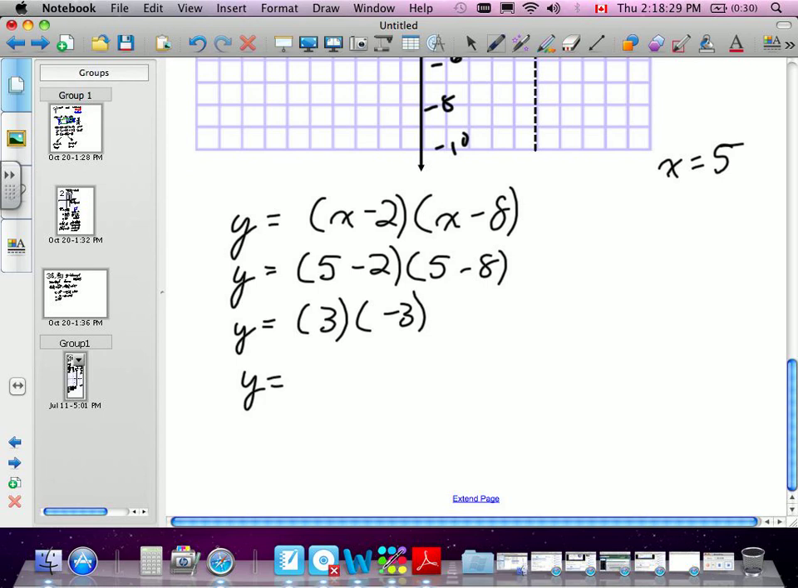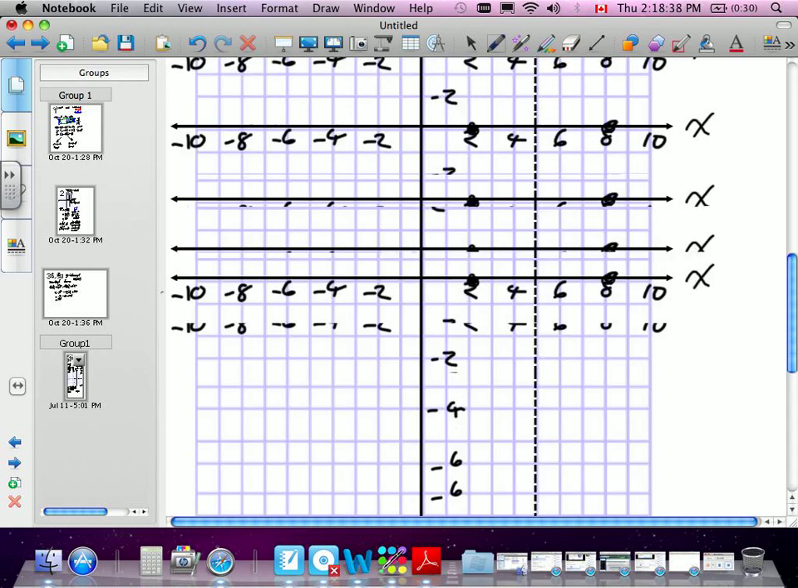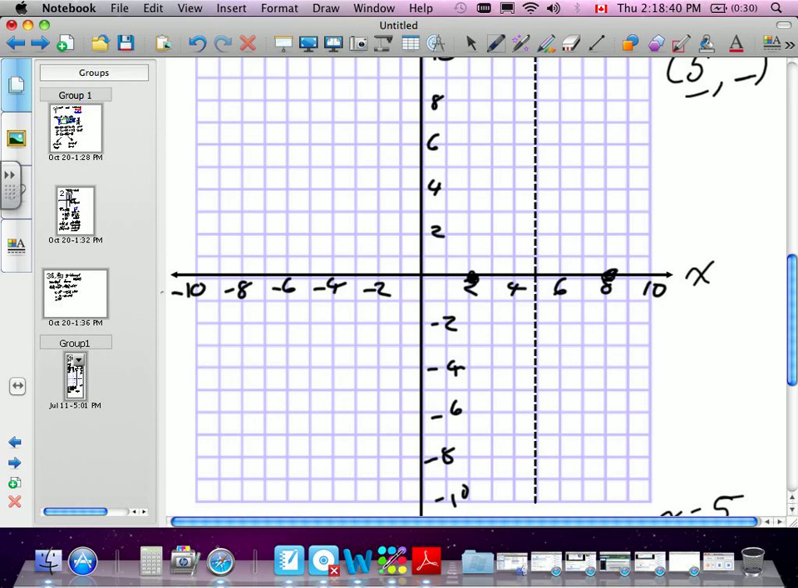So our vertex is at 5 and negative 9. So once we have all these points, 5 and negative 9, we connect the dots.